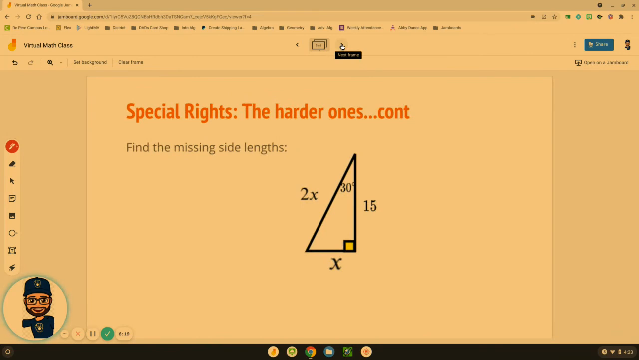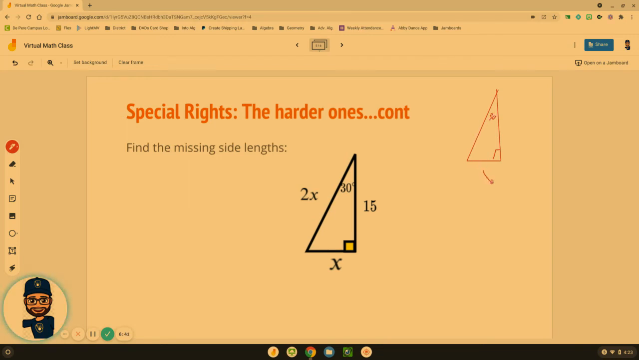Now we've got a 30, 60, 90 where we need to find the missing side lengths, the short leg and the hypotenuse. So again, 30, 60, 90. Well, that's a horrible triangle. I can't let that one go. So let's do this a little bit better. All right, so here's 30, as the picture says.